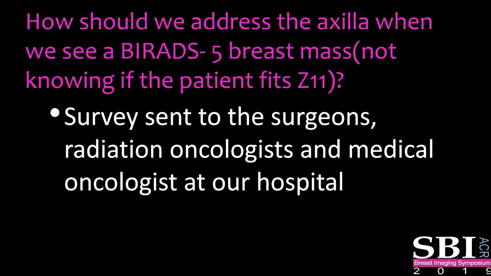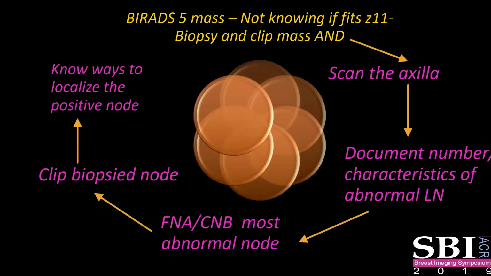However, again, most times we don't have that information. So how should we address the axilla when we see a BI-RADS 5 breast mass, not knowing if this patient fits the Z11 criteria? So in our institution, we sent a survey to the surgeons, the radiation oncologists, and the medical oncologists at our hospital. And this is what they wanted us to do.